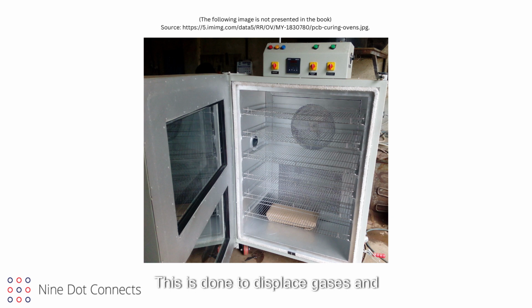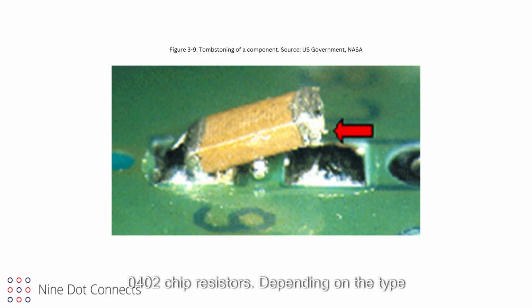This is done to displace gases and volatiles that could boil off during the soldering process. Failure to do so could result in displacement of the component, especially tiny devices like 0402 chipped resistors. Depending on the type of solder paste or adhesive used, adhesive curing can be at room temperature, or cured at a preheat stage of the reflow process.